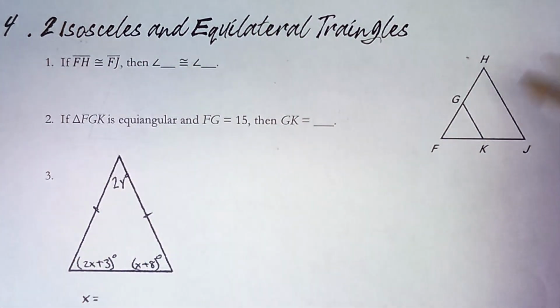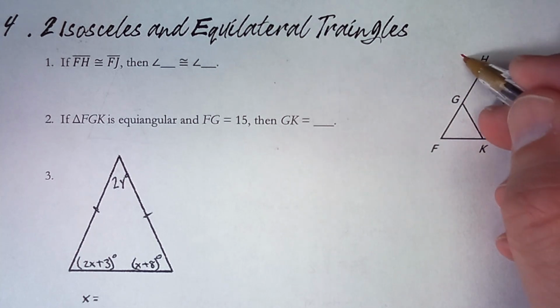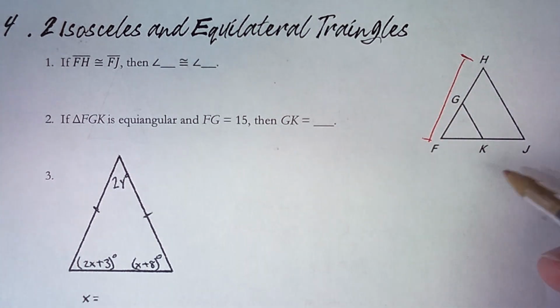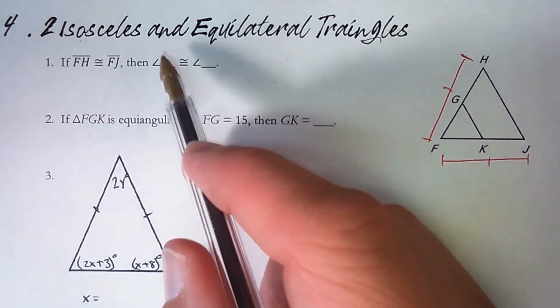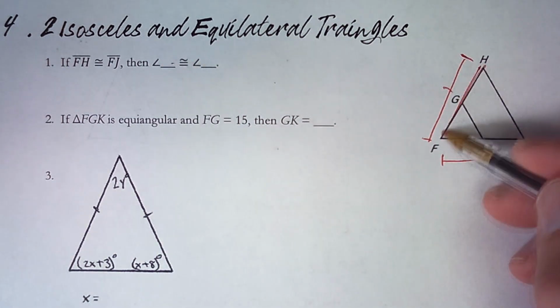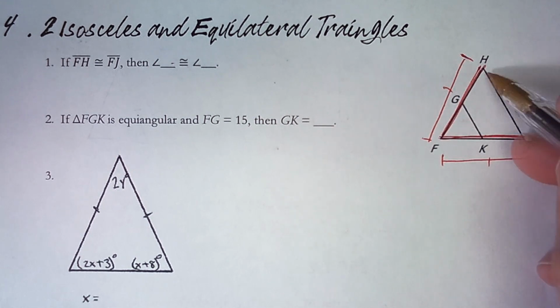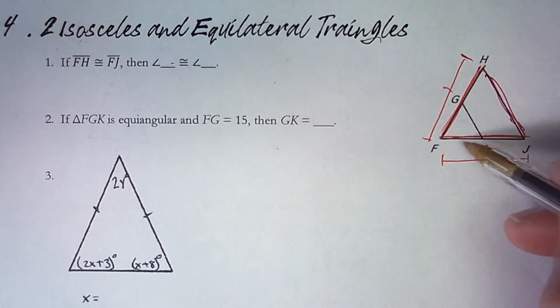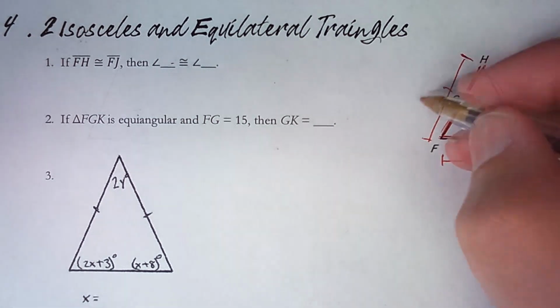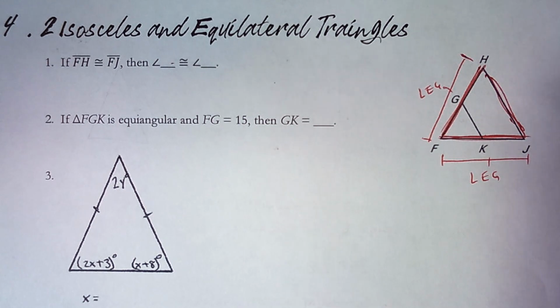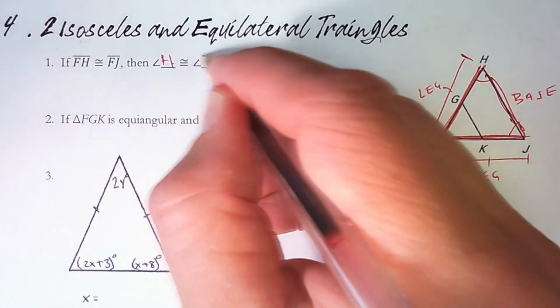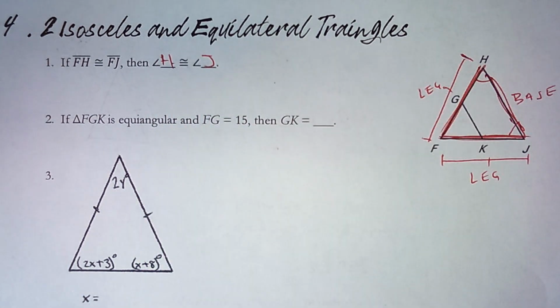If segment FH, so this segment right here, is congruent to segment FJ, then what angles are congruent? So we're talking about this bigger triangle. These two sides are congruent. It's isosceles. This is a leg. This is a leg. It's the base angles that must be congruent, and the base angles are right here. Angle H is congruent to angle J.